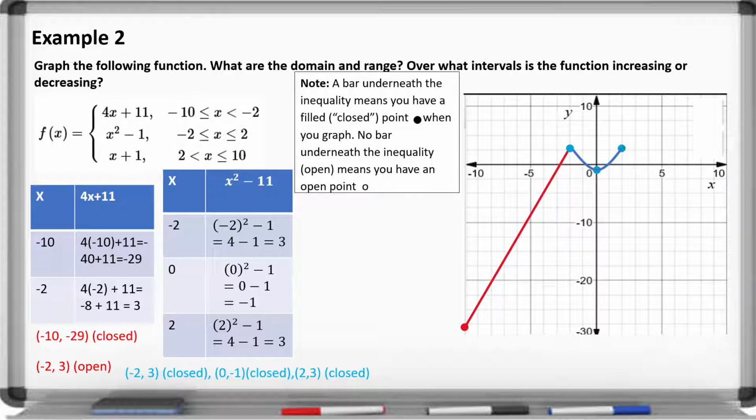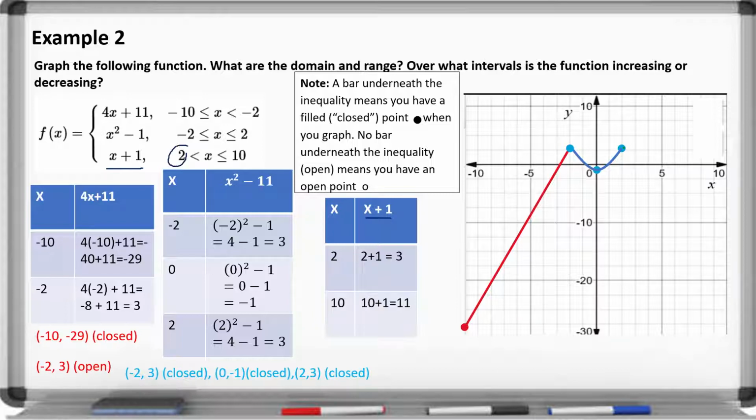Now we're going to be looking at the third function rule, which is x plus 1. Again, we're going to choose the endpoints of 2 and 10 here and here, and then we're going to plug it in. So 2 plus 1 is 3, 10 plus 1 is 11. All right, so then we have our coordinates, which are 2, 3, which is open, and then for 10, 11 is closed. 2, 3 is open because there's no equal sign on the inequality. For 10, 11, there is an equal sign underneath there, so it's closed.